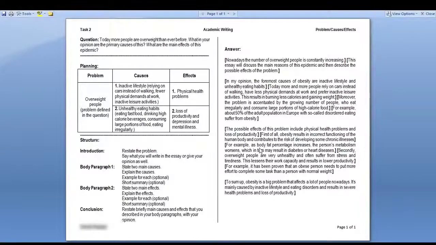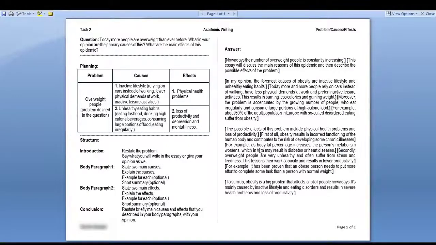To sum up, obesity is a big problem that affects a lot of people nowadays. So I've just restated the question again. Obesity, that means overweight. It's mainly caused by inactive lifestyle and eating disorders. So I've just given 2 points for causes, inactive lifestyle and eating disorders, and it results in severe health problems and loss of productivity.